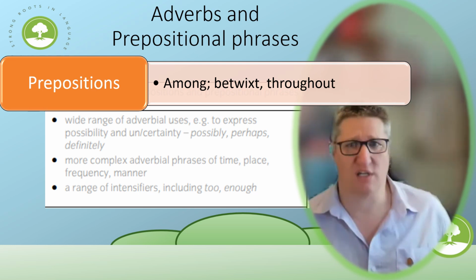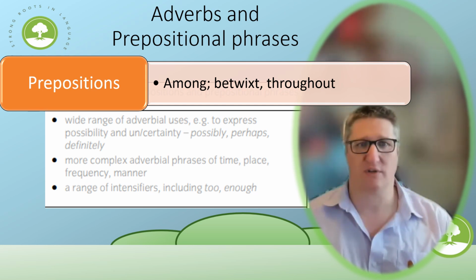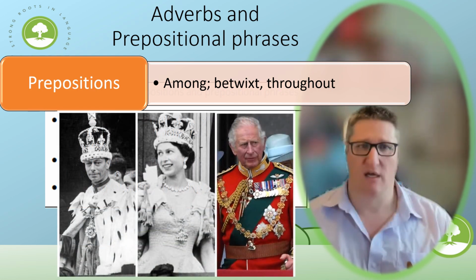A fun way to learn these is to write a preposition poem or a sentence. For example, among all the monarchs in the UK, Queen Elizabeth II, betwixt Charles III and George VI, was most beloved throughout time.